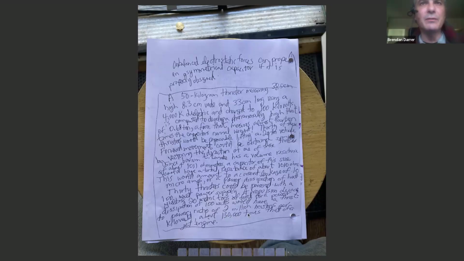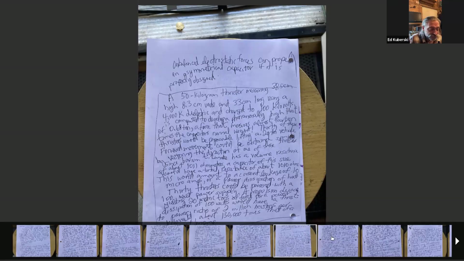30 thrusters could be powered with a 100-watt power supply, a propulsion device yielding 20 metric tons of force for a power dissipation of 100 watts. That's the same power as a light bulb. Exactly. It would have a thrust to power ratio of 2 million newtons per kilowatt, about 130,000 times that of a jet engine. It's pretty efficient. That shows the efficiency of this.